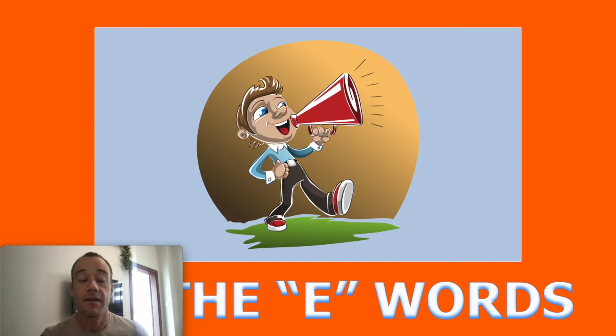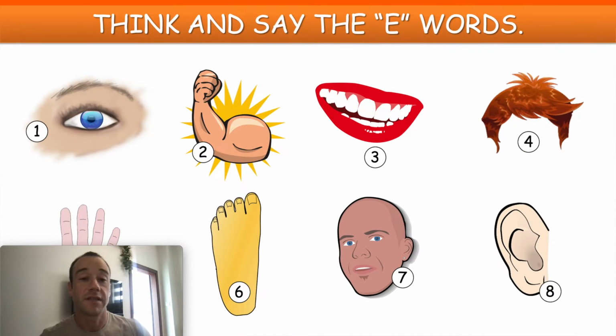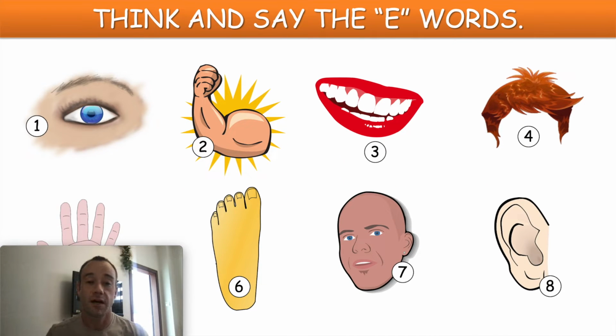Okay, and then right after we do that, we're going to play, say, the E word. Now, before I even play this, I will go over each one again. So they're here on the board. I will point and say each one again. So eye, arm, teeth, hair, whatever, for all 8 of these. And then say, think and say the E word. And you can draw an E on the board and see if they can figure out which words they are.